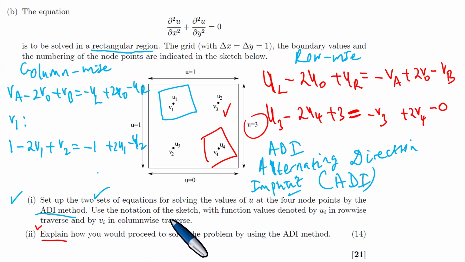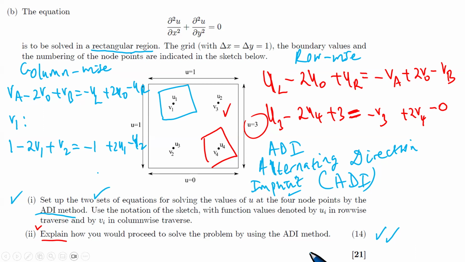We use the notation of the sketch in terms of U1, V1, and so on, with function values denoted by UI in the row-wise traverse, and by VI in the column-wise traverse. We have used the matrices. Explain how you would proceed to solve the problem by the ADI method. The marks were totally 14 for this question, but you did not have to solve this particular question.